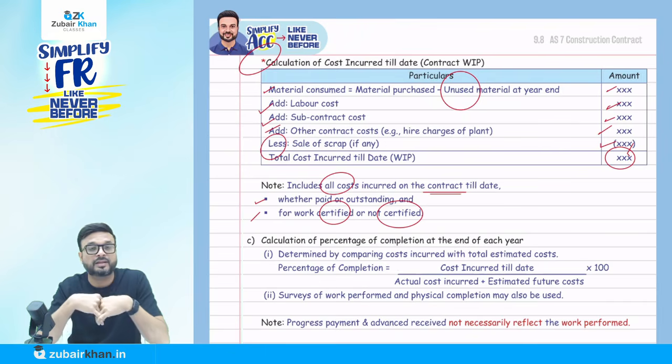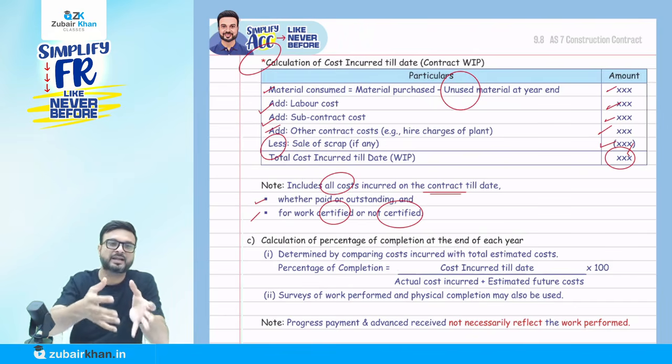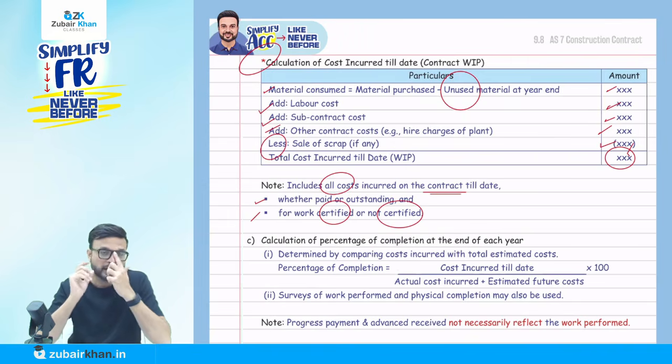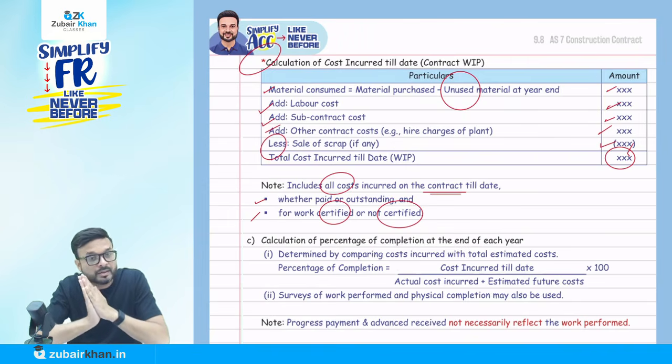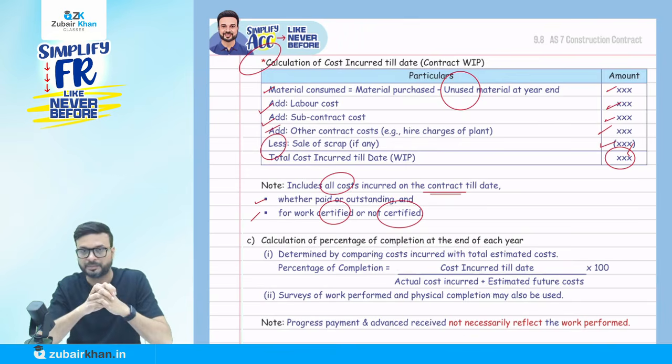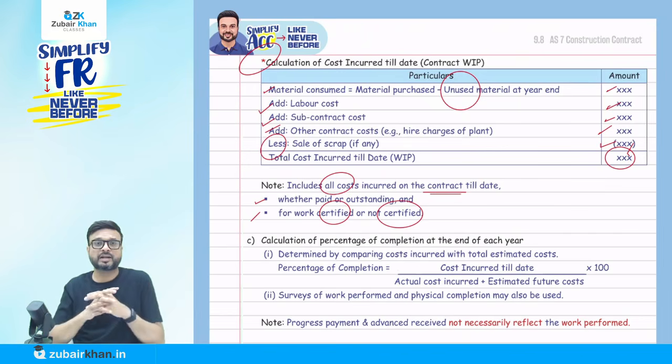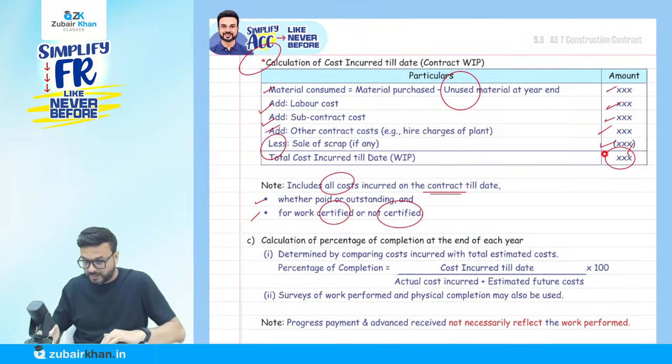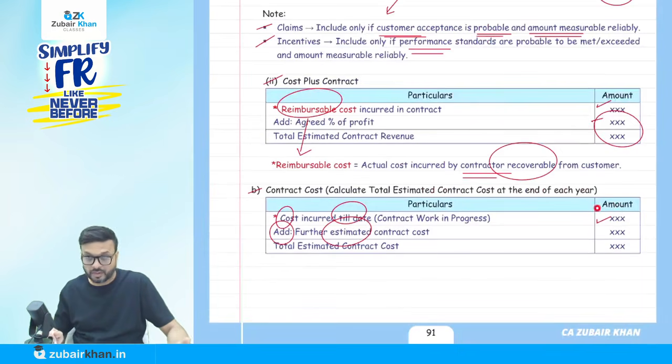It doesn't matter whether the cost has been paid or is payable. Whatever cost is paid or payable till the date, that is, at the end of the year, will be considered as the construction cost which has been incurred. Incurred does not mean paid. Incurred means paid or payable, where we have received the services. So this is the cost that we have incurred till date. Now any further estimated cost I will add, and this is the total cost.